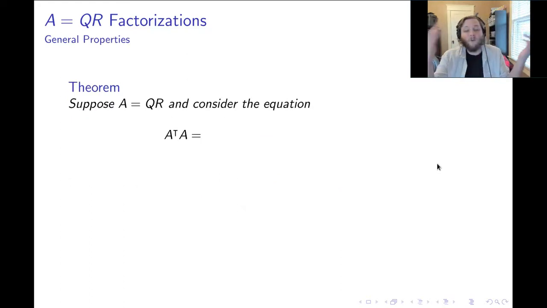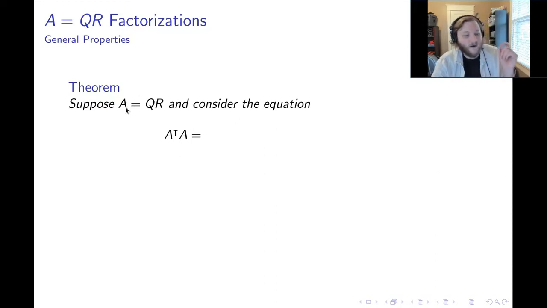Now, why in the world do we care about QR factorizations? Well, I hope to argue to you now that if we know that A is equal to Q times R, we can take a lot of the problems that we've been studying and simplify them. And a lot of the reason we can do this comes down to this theorem.